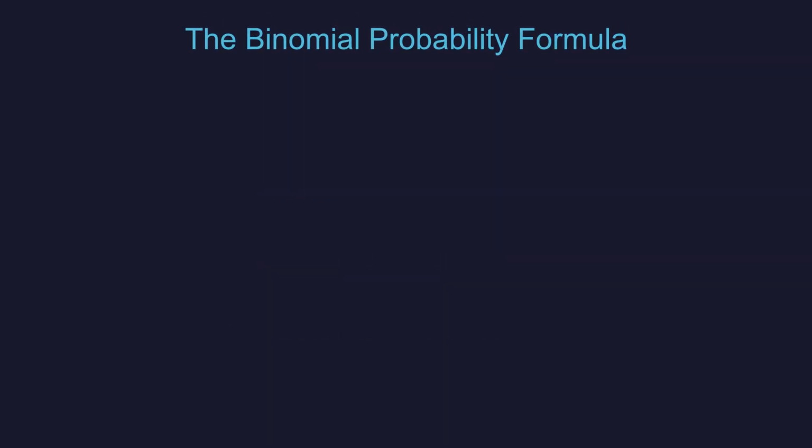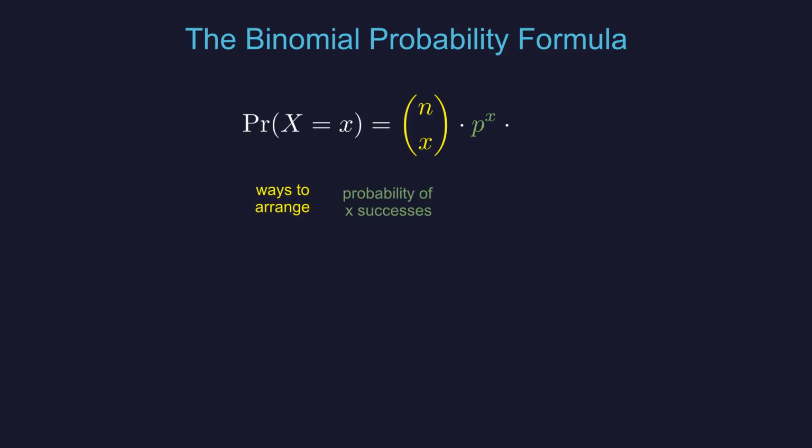Here is the complete binomial probability formula. The probability that X equals x is n choose x times p to the x times q to the n minus x. The first part counts the number of ways to arrange x successes among n trials. The second is the probability of getting exactly x successes, and the third is the probability of the remaining failures. Remember, q is simply 1 minus p.